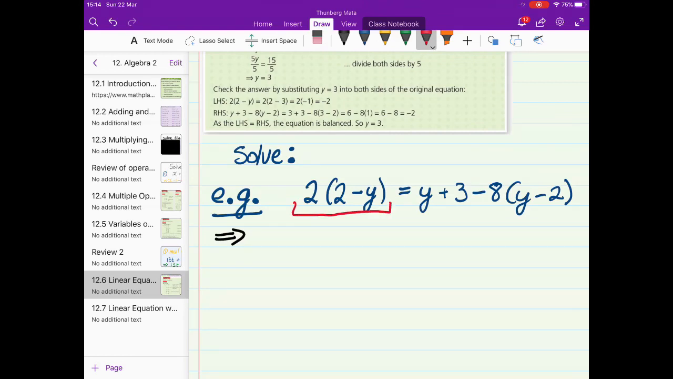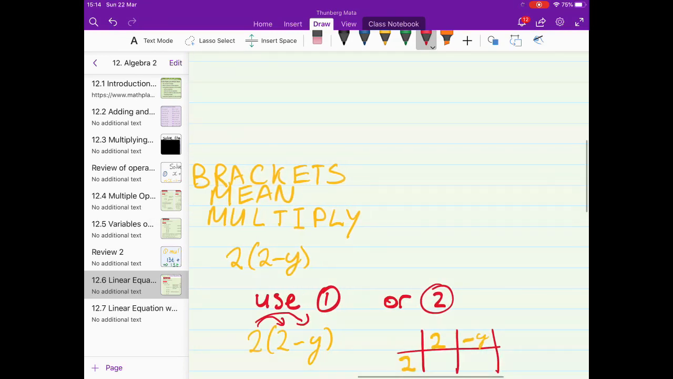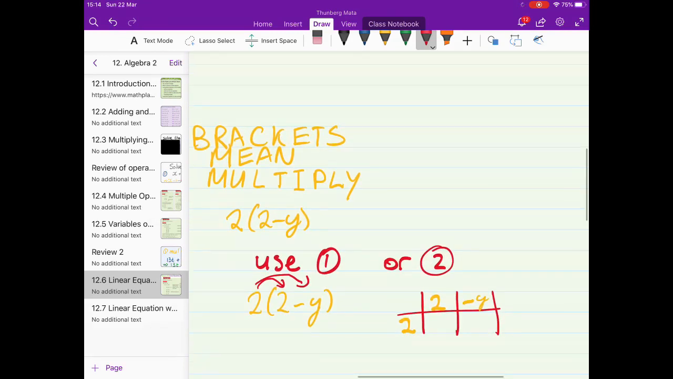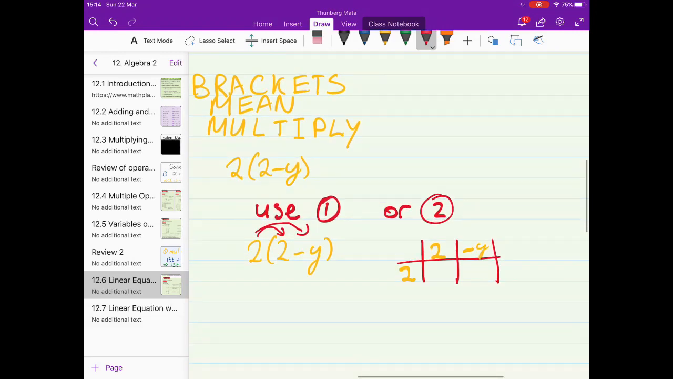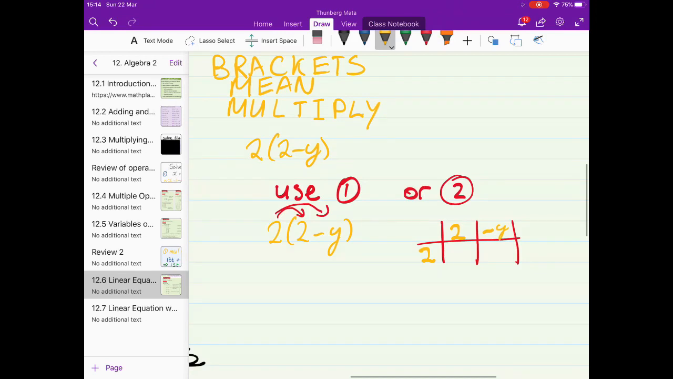Now, when we see something like this, when we see brackets in an equation or brackets in algebra, there's something we have to remember. Brackets mean multiply. So that means we have two options in how we can do it. The first option is we take the number outside the bracket and we multiply it by every number inside the bracket. So we'll have 2 multiplied by 2 will give us 4, and 2 multiplied by minus y will give us minus 2y.